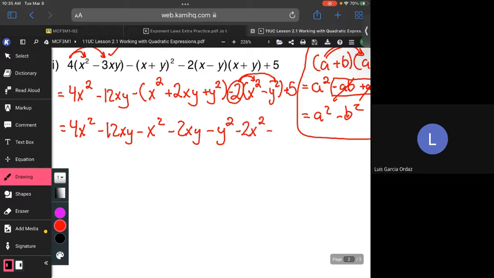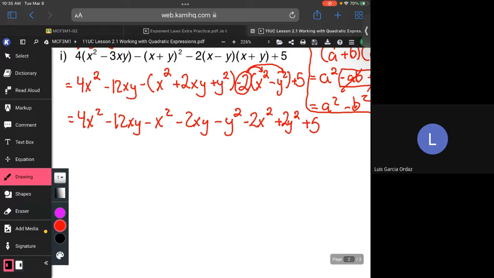Plus 2y squared. Yep, plus 5. So now what do I have to look for? So let's start with my x squareds. How many like terms does x squared have?